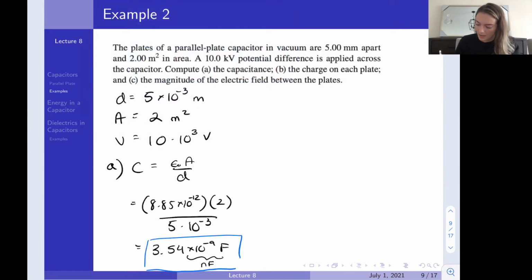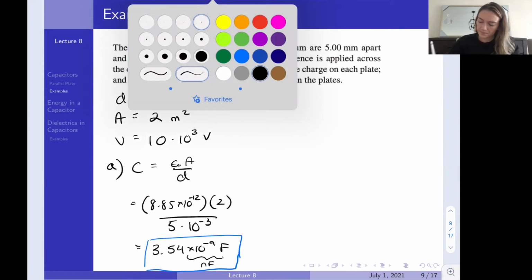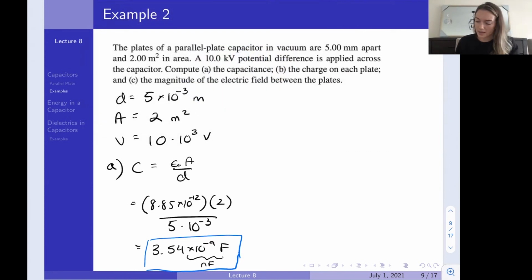Okay, so this is our capacitance. This is a much more realistic capacitance, even though it's still a pretty big capacitor. 2 meters squared is pretty big. So now let's do part B.